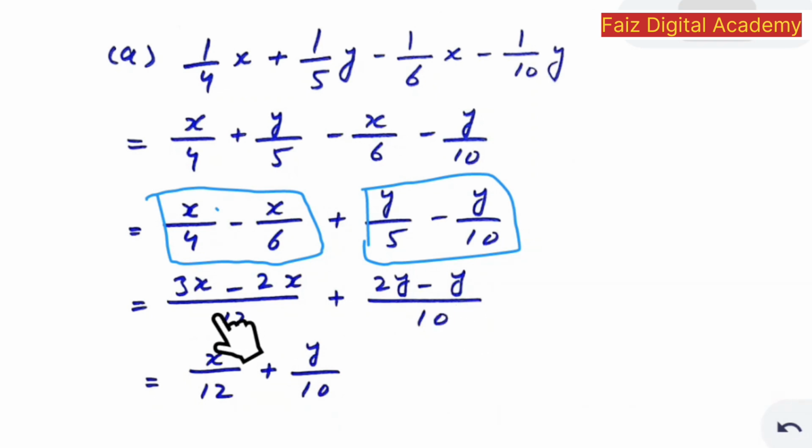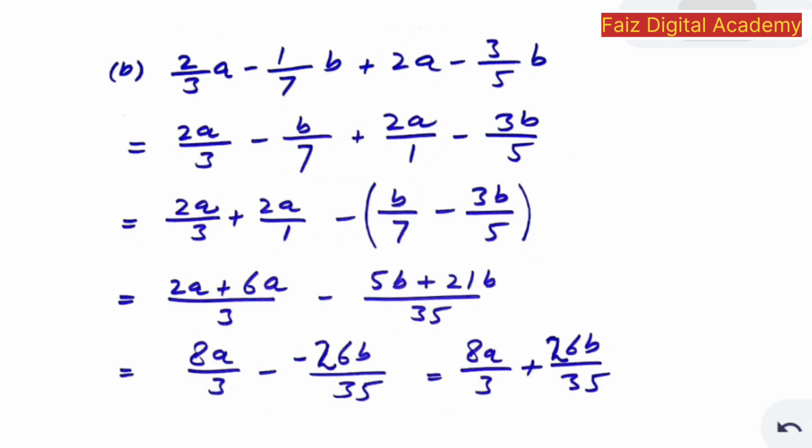After doing that we have to add or subtract, so plus minus is minus and we have to subtract 2x from 3x, the answer is x. Similarly plus minus is minus and we have to subtract y from 2y, the answer is y. So in this way we simplify the given fractions carrying variables.